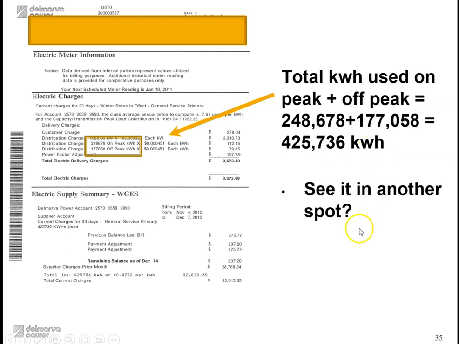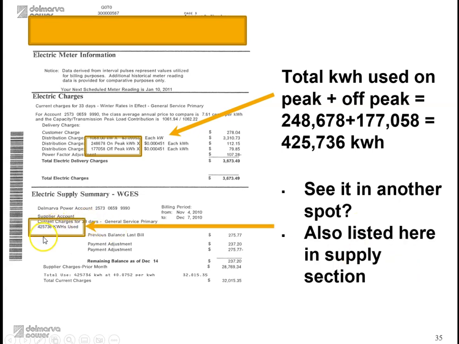But do you see it somewhere else on the bill? Feel free to press pause and see if you find it somewhere else. And it turns out it's right down here. It's actually listed in the supply section. If you looked at the first lecture, remember you have your distribution and your supply, your transmission and distribution. So down here is basically your transmission, the generation, so this is basically your supplier cost. And you can see that the number is the same, 425,736. And actually, I just noticed it's in the third spot right down here.